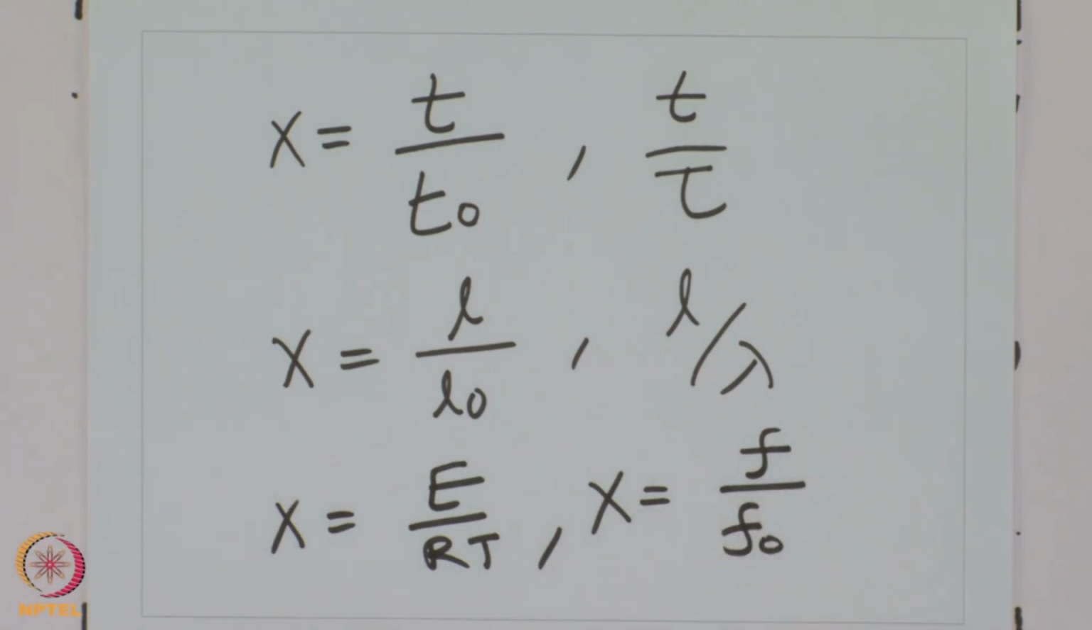Very often whenever you see e power something, the quantity in the power, that x, will always be a ratio of two quantities such that x has no dimension.